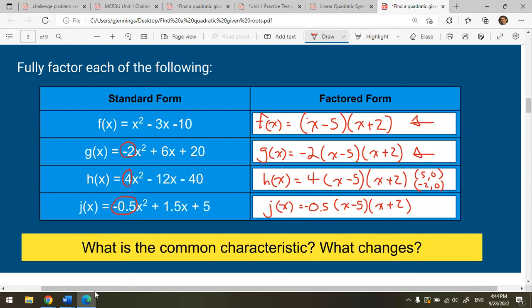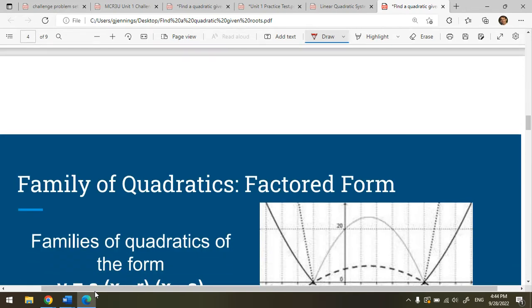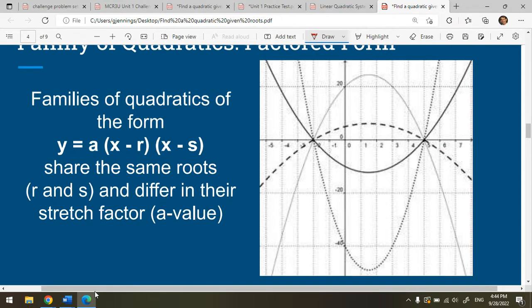Let's take a look at what these would look like if we were to graph them. Here are these four quadratics. They all have the same form, y is equal to a times (x minus r) times (x minus s). They all have this root here at negative 2 and this root at positive 5, but a variety of stretch factors. This one here was the original one, with a stretch factor of 1.